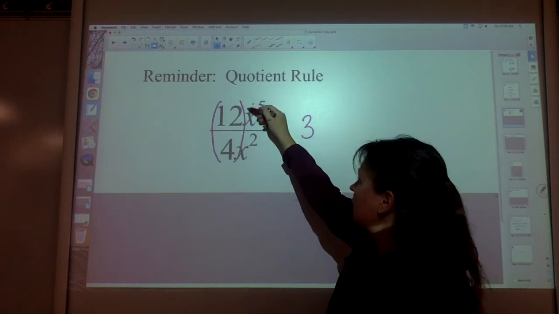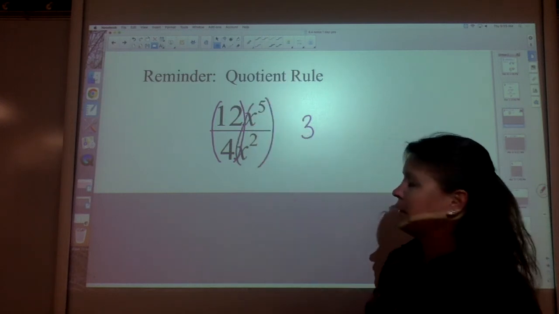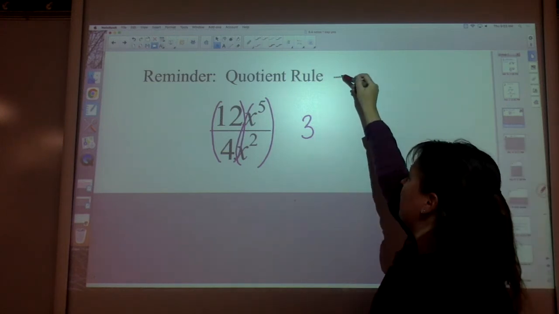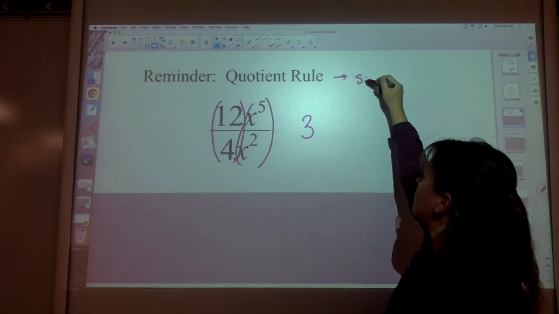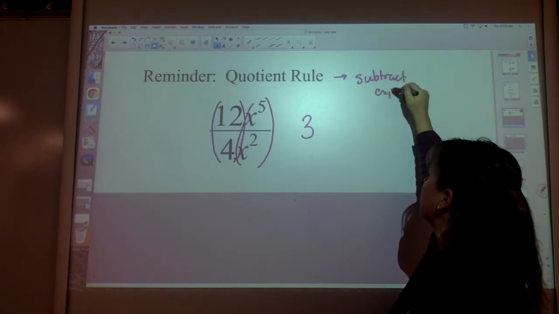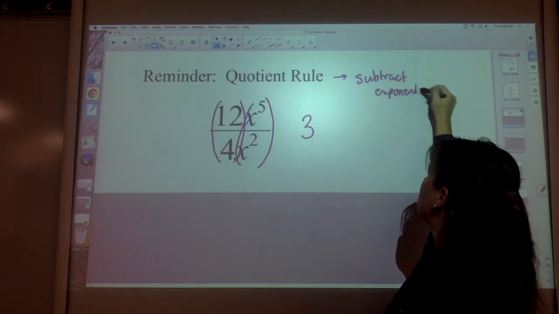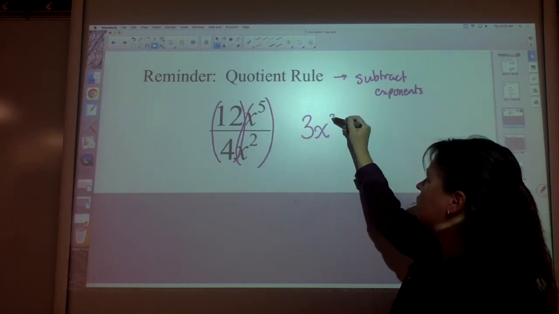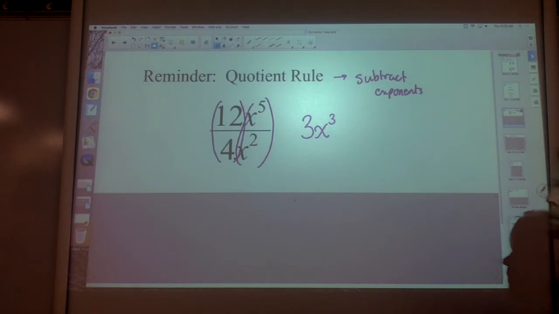Then we're going to associate the x's together. You have x to the 5th and x squared. You're dividing. Reminder that with the quotient rule, when dividing, you subtract exponents. Keep the base. So we're going to keep our base of x, and 5 minus 2 is 3.